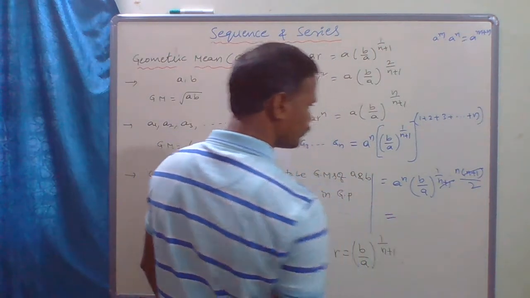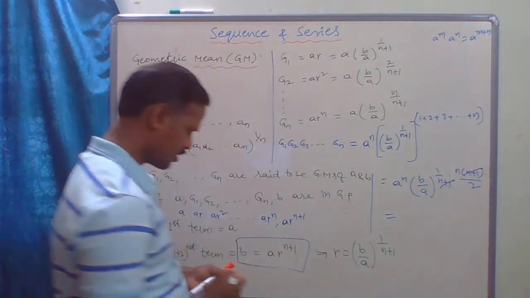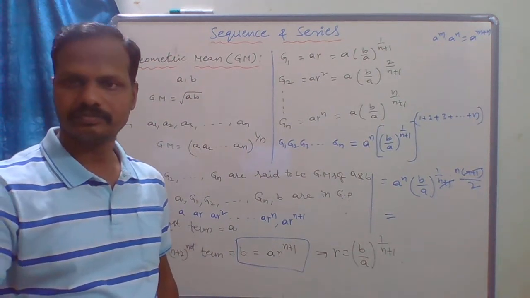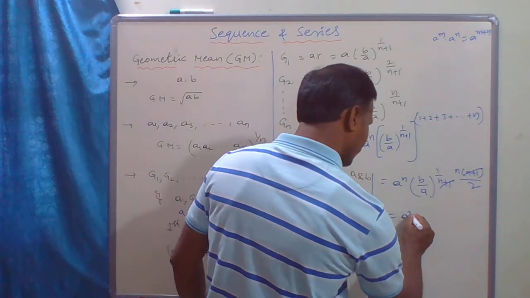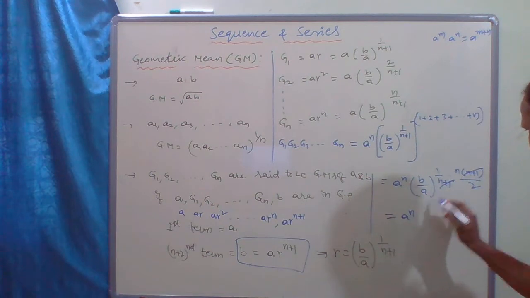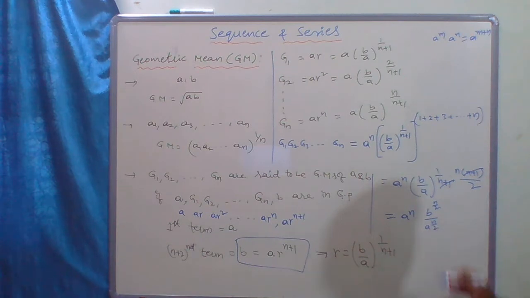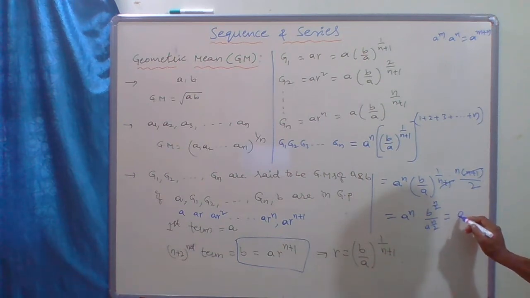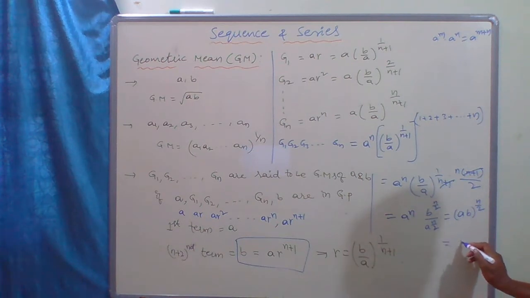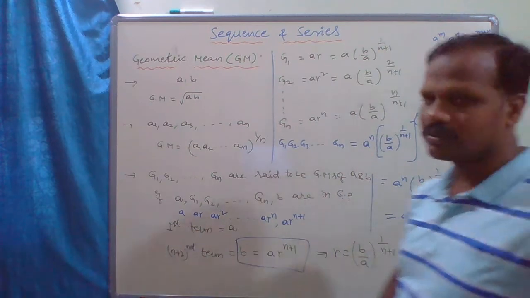So this is equal to a power n. Now this is equal to a power n, so b by a whole power n by 2, so b power n by 2 by a power n by 2. Clear? Now this is equal to a power n by a power n by 2, which is a power n by 2. So that is ab whole power n by 2. So that is equal to root ab power n.